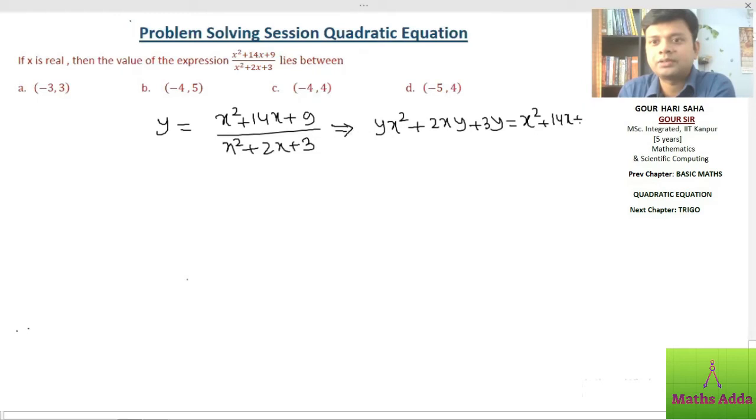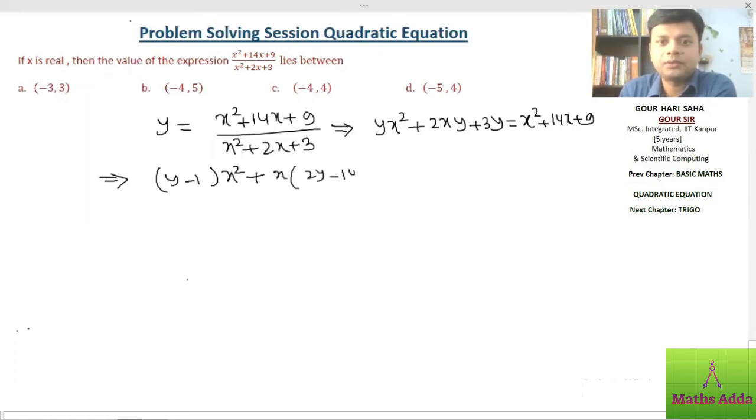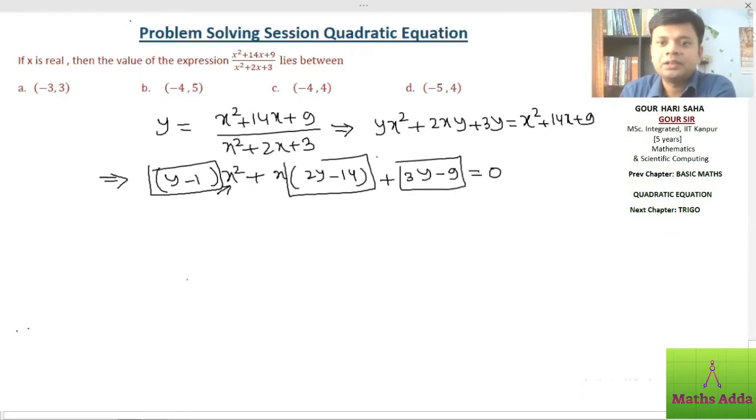Now, bring all the terms to one side. This is (y minus 1)x square, then the x term is (2y minus 14)x, and then plus 3y minus 9 equal to 0. Now, this is a quadratic equation in x with these coefficients, right. So, if x is real, what will D be? D will be greater than or equal to 0, right.